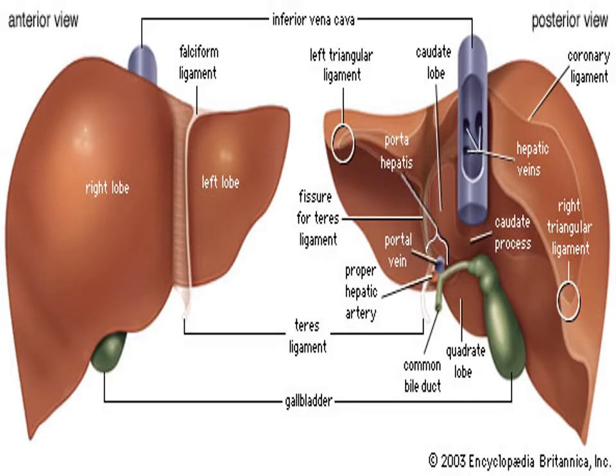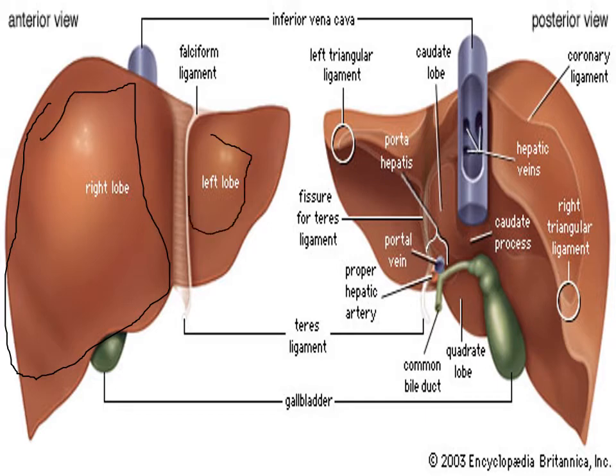Here is a picture that shows the anatomy of the liver. We all know that the right lobe of the liver is much larger compared to the left lobe.